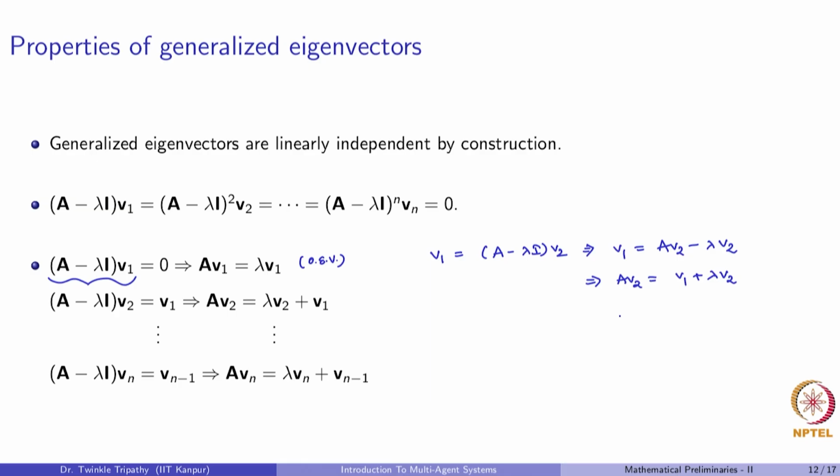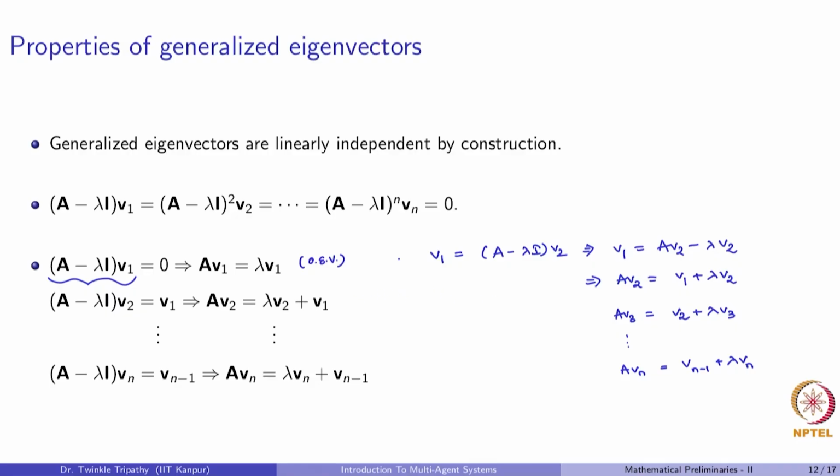Similarly, AV3 is given by V2 plus lambda V3. Similarly, AVn is actually given by V(n minus 1) plus lambda Vn. Okay, so how does this help us in calculating the Jordan blocks? Let's see that.